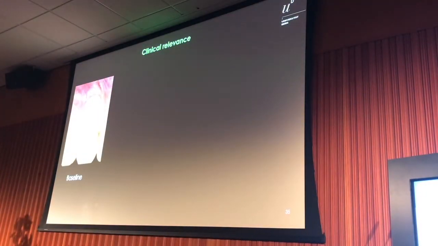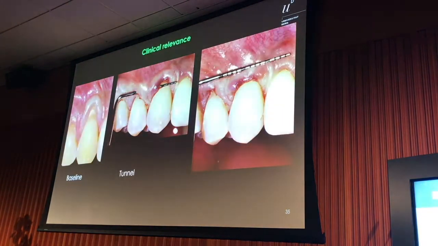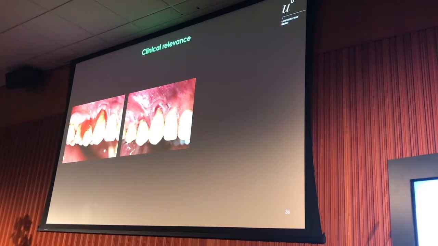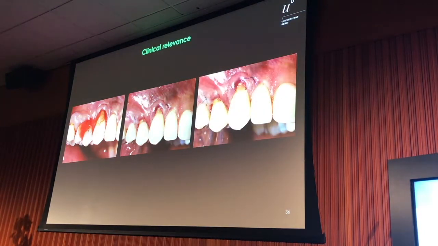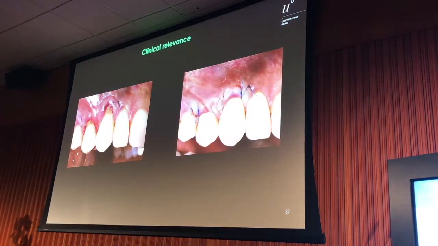There's another case, this is an upper jaw case, you see a Miller class, summit one, preparation of the tunnel, and we mobilize the tunnel completely. I never use vertical releasing incisions. And then again, the application of hyaluronic acid, and you see again and again, always the same clinical picture. The blood clot appears to be more stable, use of connective tissue graft, and then the tunnel is moved coronally with a simple sling suture.